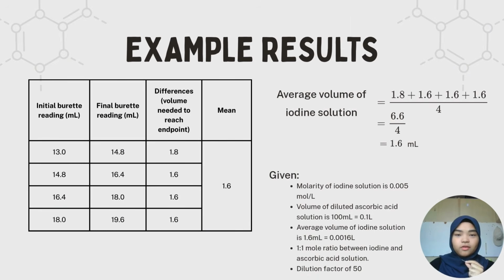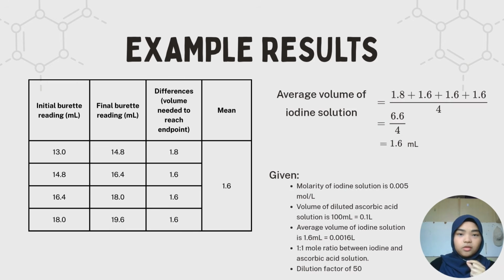This is an example of the results obtained for the titration of ascorbic acid solution with iodine solution. The raw titration results obtained from 4 trials determine the amount of ascorbic acid in the lemon solution. Each final burette reading is subtracted by its respective initial reading to get the volume of iodine solution needed to reach the endpoint. By dividing by the number of trials, which is 4, the average volume of iodine solution needed is calculated to be 1.6 ml, equivalent to 0.0016 liter.